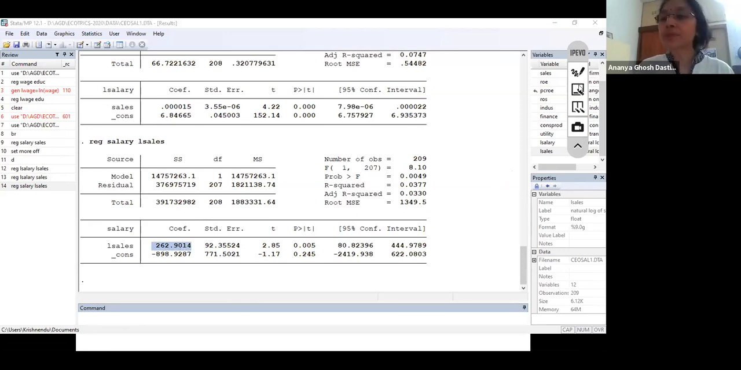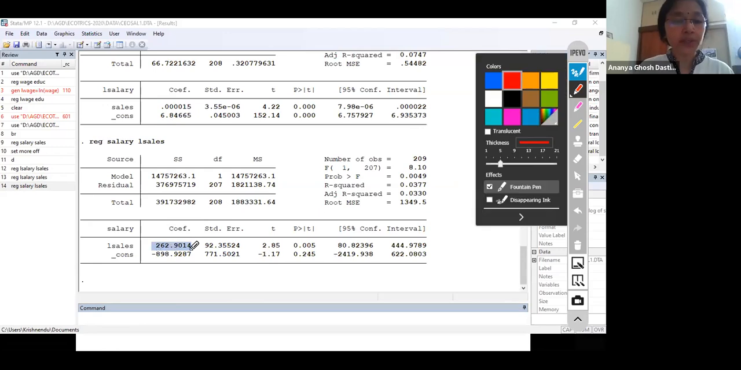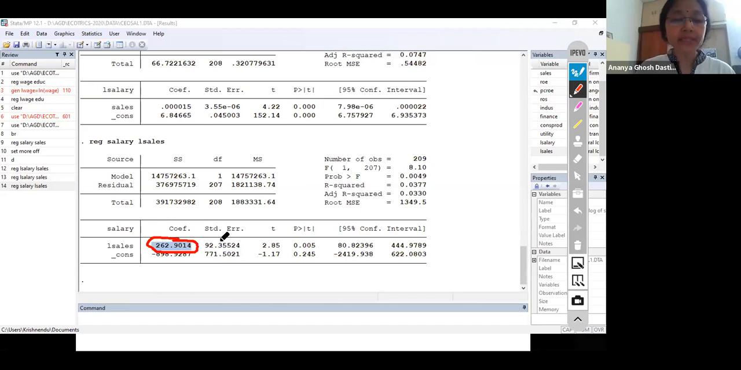So what you do is you take your beta hat, and then you divide this by 100 so that you get 2.62, 2.63 if you round it up. What is this 2.63? It tells you that, sorry, it's not a percent. Okay, it's not a percent. So you get 2.63. So what is this 2.63?